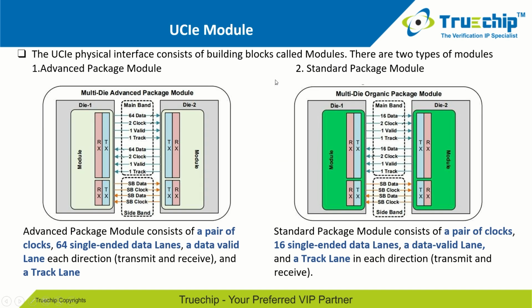Have a look at the UCIe module. The UCIe physical interface consists of building blocks called modules. There are two types of module. First is the advanced package module, which consists of data, clock, valid, track lanes for the main band and data, clock lanes for the sideband. Similarly, the second module is the standard package module, which consists of data, clock, valid and track lanes for the main band and data and clock lanes for the sideband.